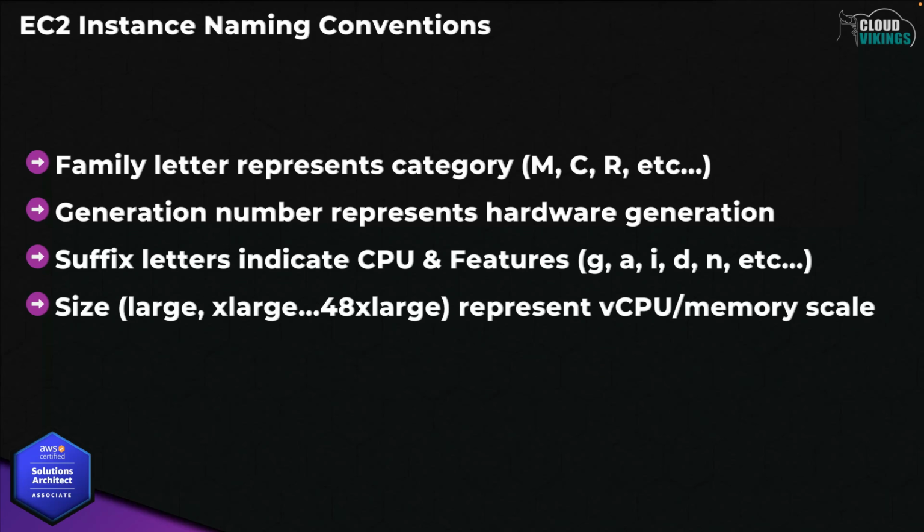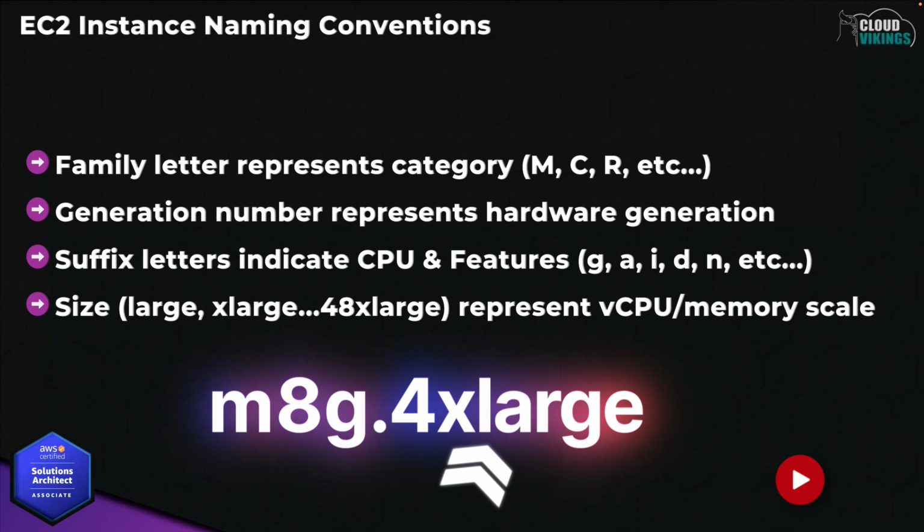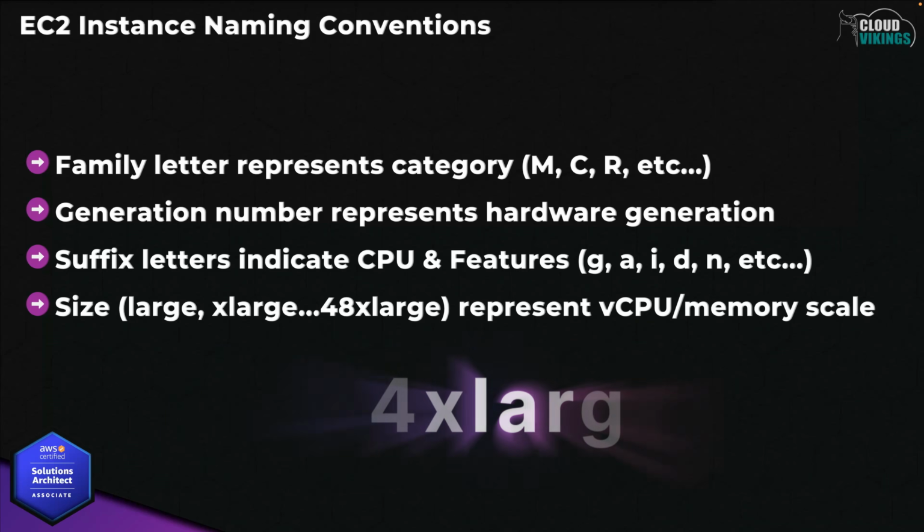So to quickly recap the naming convention again of these instance types, you start off with your instance family letter or letters, the generation, then the suffix indicating the processor or other special features, and then the size. Now, altogether, this defines exactly what resources and features your EC2 instance has to work with.